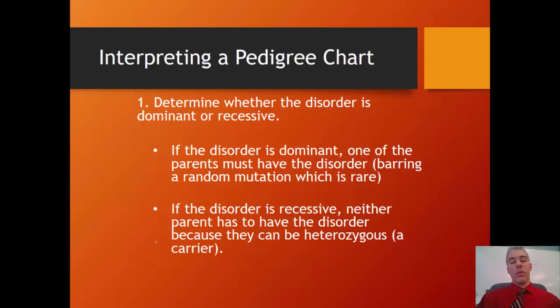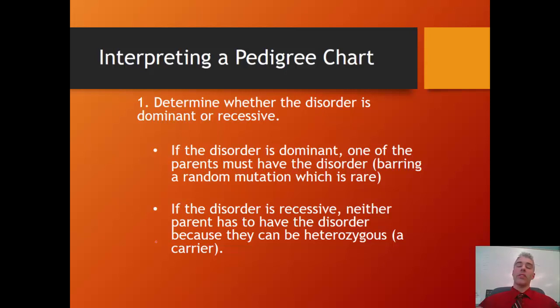All right, so we want to determine whether or not, or what type of disorder these are. Is it a dominant disorder caused by a dominant allele, meaning you only need one copy, or is it a recessive disorder where you need 2 copies of the allele in order to have the disease? So the way you can tell this usually, if the disorder is dominant, one of the parents has to have the disorder and pass it down to their children.